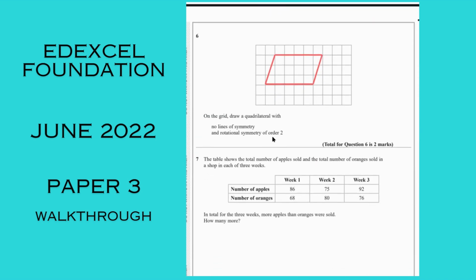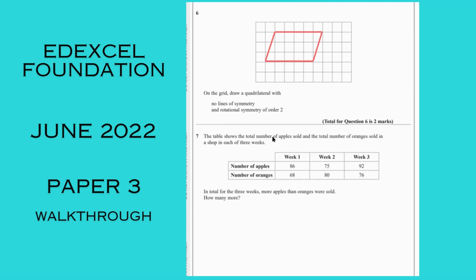I've cheated for number 6 because my technology skills are very poor. But as you can see, with quadrilaterals with no lines of symmetry, you're limited really to parallelograms and trapeziums, but rotational symmetry order 2, not happening on a trapezium, so it's got to be a parallelogram for me.